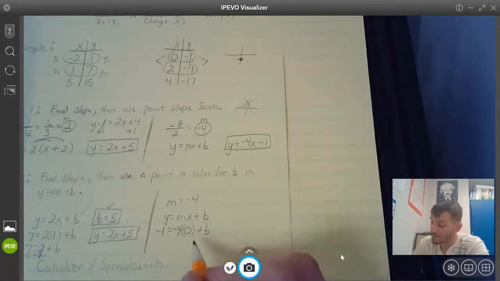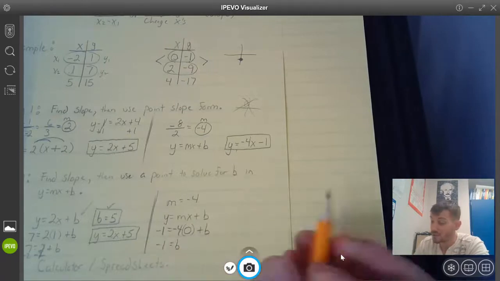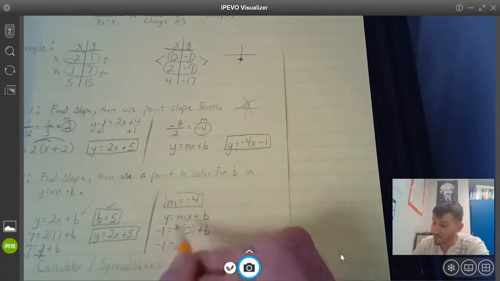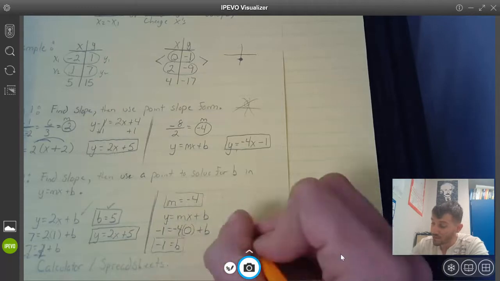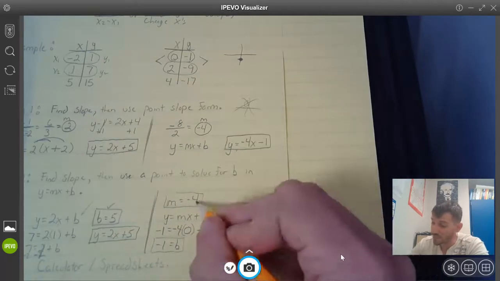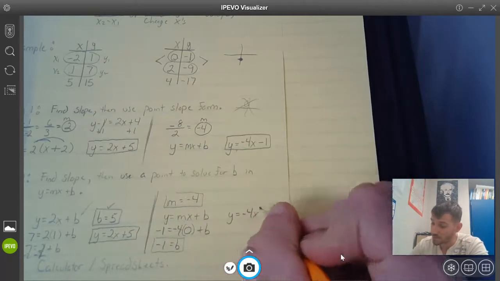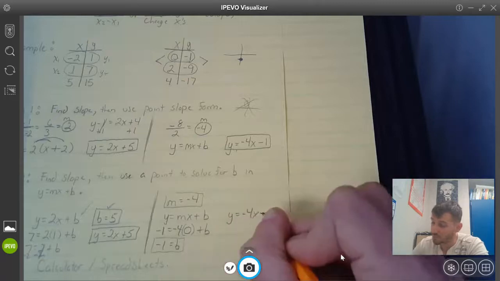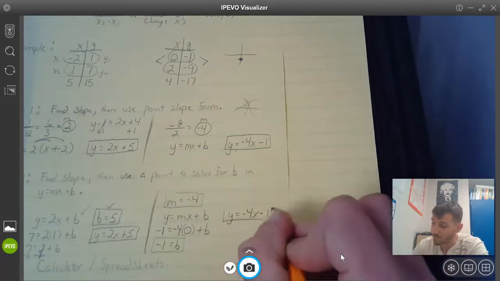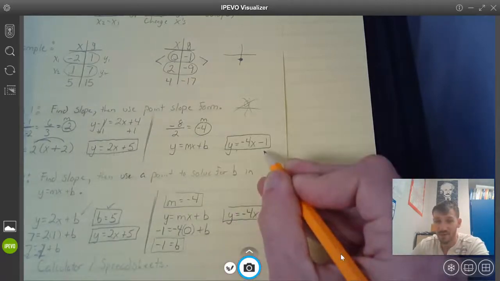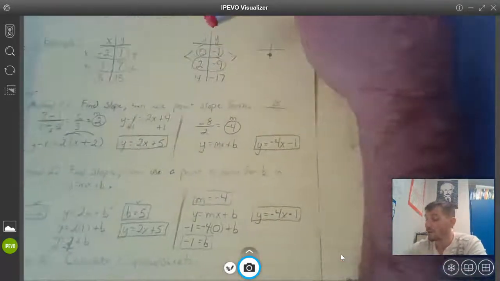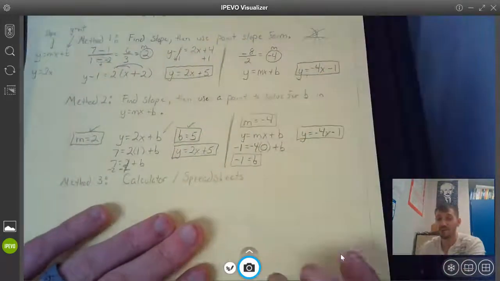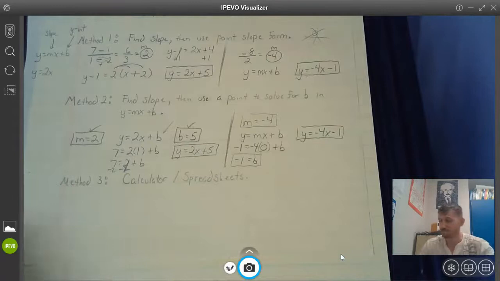And let's see what happens. Well, negative 4 times 0 is 0, so we get b equals negative 1. So here's our m, here's our b. So our final answer is y equals mx plus b, which would be y equals negative 4x minus 1. Again, same exact answer. Okay, the last method is using your calculator. So let's go ahead and show that one to you.